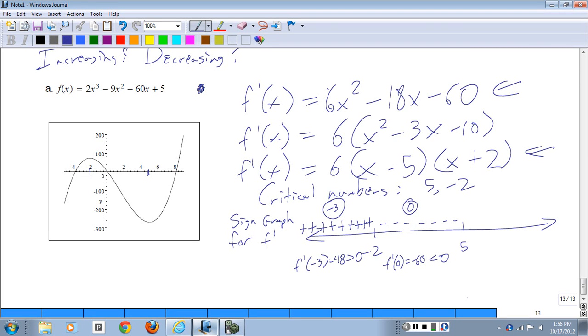One more. How about 6? By the symmetry of this thing, I think it's also going to be positive 48. F prime of 6: 6 minus 5 is 1, 6 plus 2 is 8, 1 times 8 is 8, 8 times 6 is 48. So it's 48, and that's positive. So it's positive at 6 and positive everywhere else in that interval.